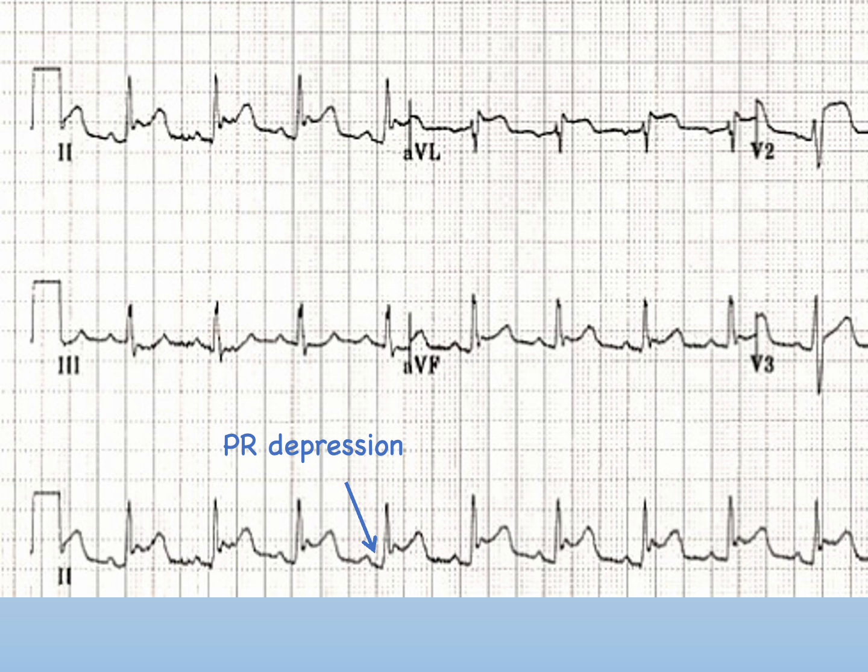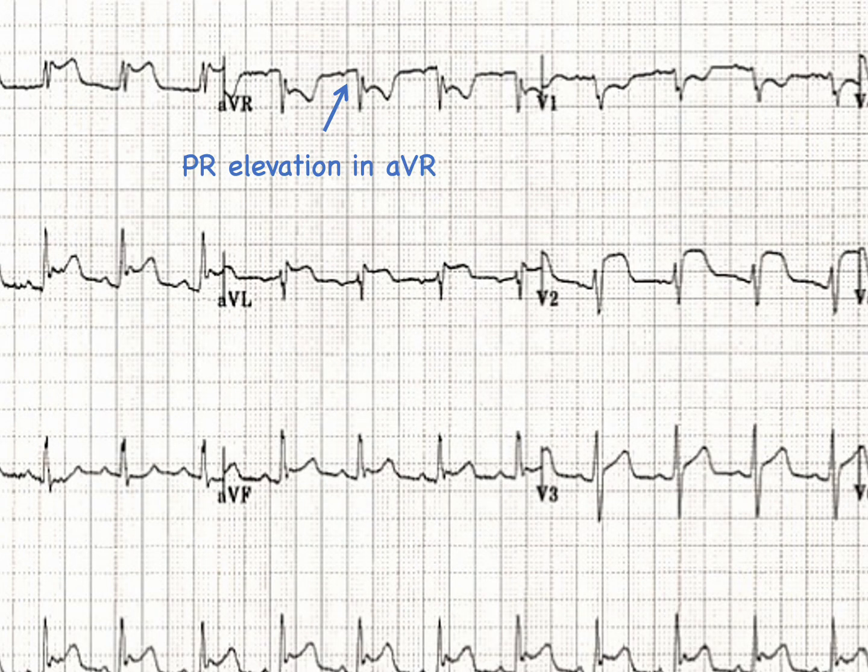Here you can see also significant PR depression, which is another key feature in pericarditis, and you can see the coved ST elevation. You can often see a mirror image in AVR with PR segment elevation.